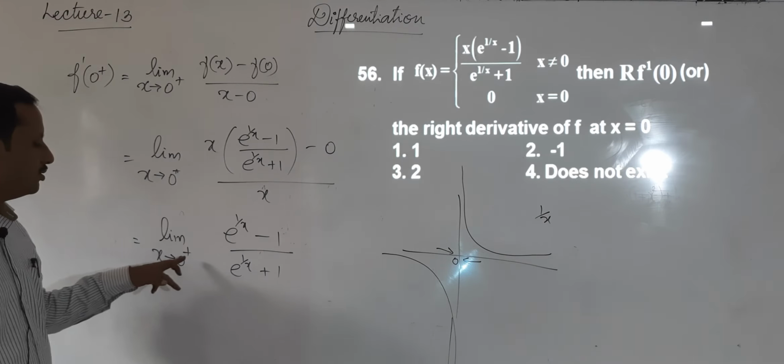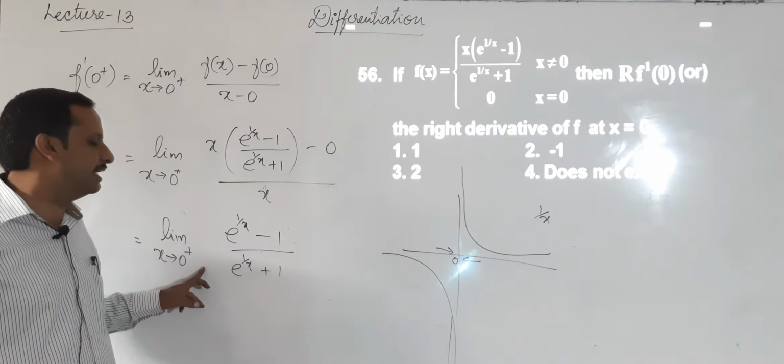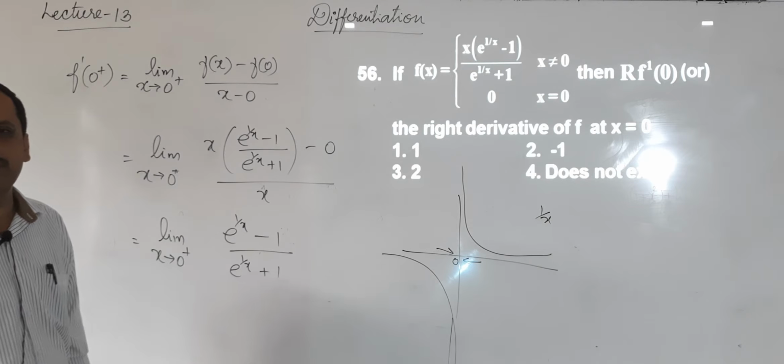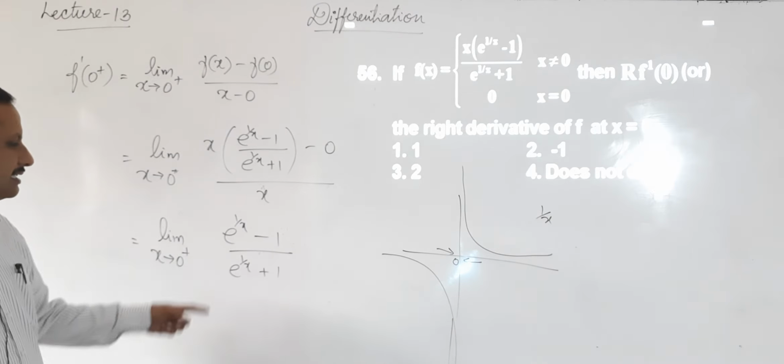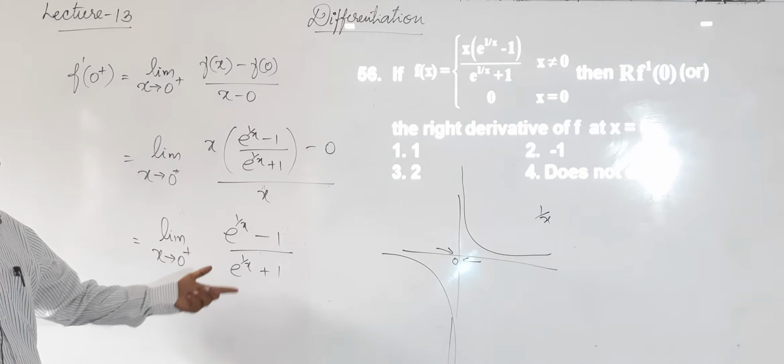Now x is tending to 0 from right side, so this will be infinity, this will also be infinity. So then it is like infinity minus 1 divided by infinity plus 1, that is nothing but infinity by infinity form.